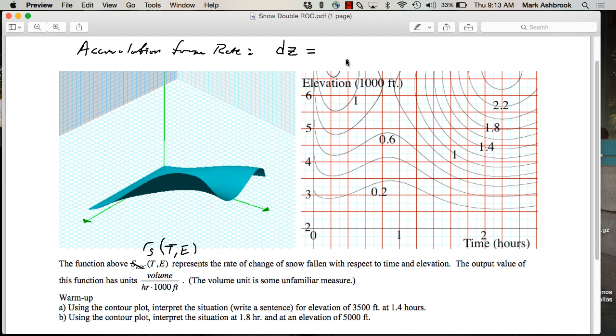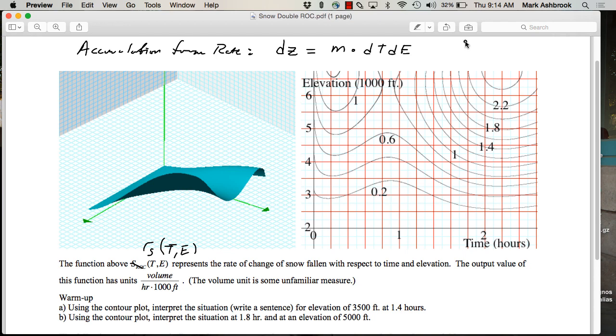equals some constant rate. And what will it be? Times, so before we said dy equals m dx. This is like the heartbeat of integration, right? Because it calculates a little bit of accumulation for us at a constant rate. But what will it be now? dz equals m times, so constant rate times what? dt de, right? Because this rate now is the rate per both independent variables, volume per hour per 1,000 feet.